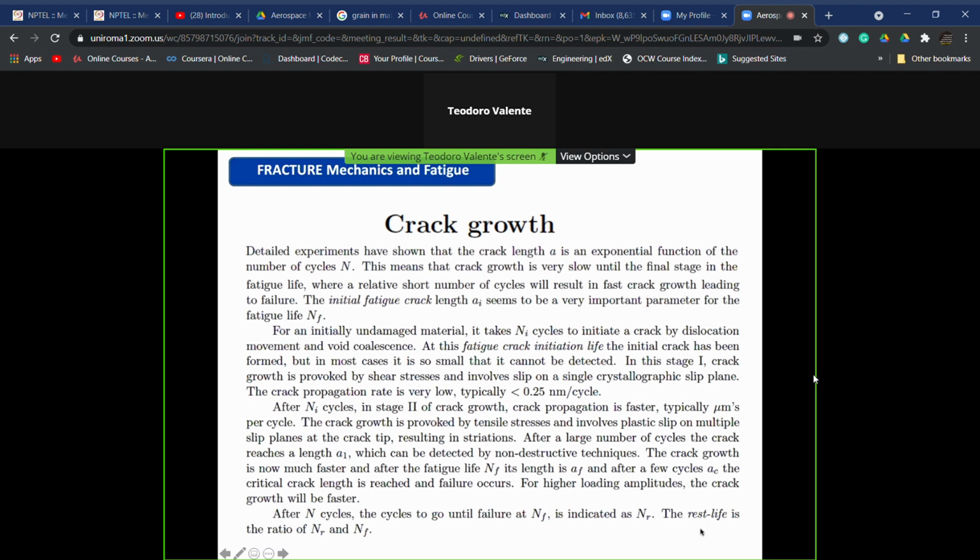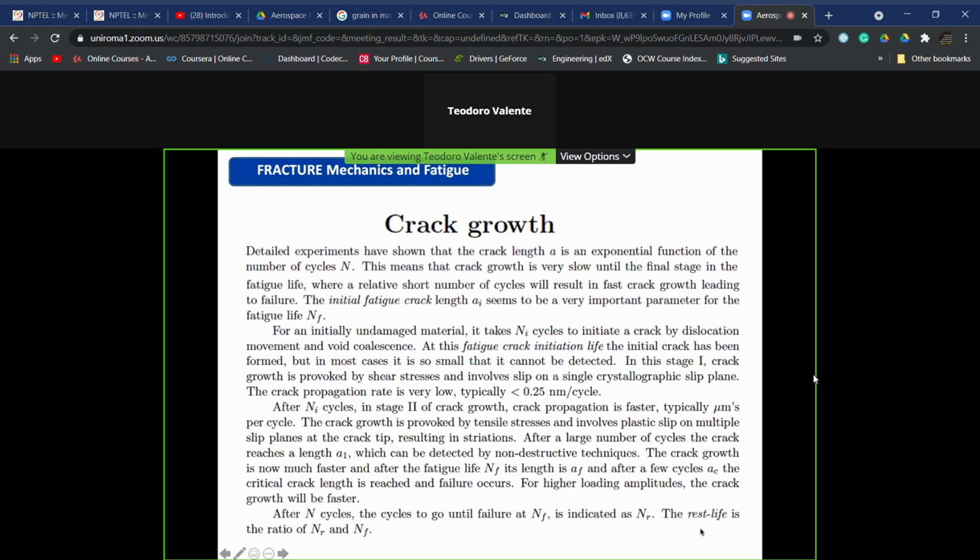This is stage one, and the crack growth is due essentially to the presence of shear stresses and involves slip on a single crystallographic slip plane. The crack propagation in this starting phase is very, very low in terms of rate, and it typically, not always, but typically, is lower than 0.25 nanometer per cycle.